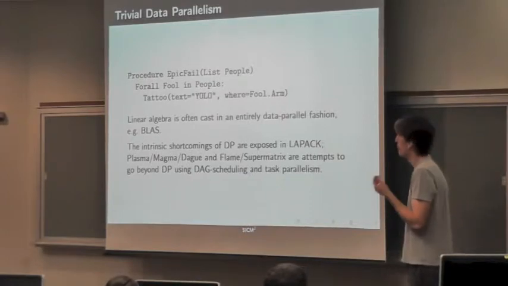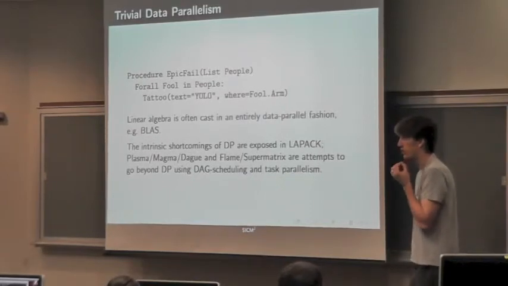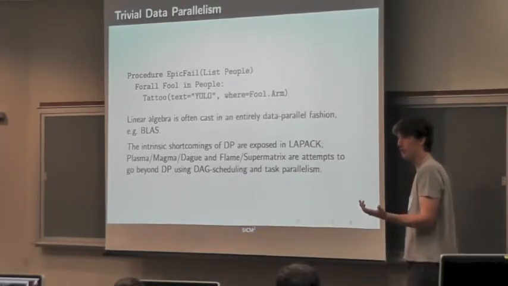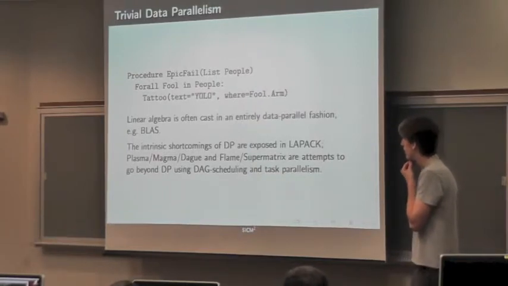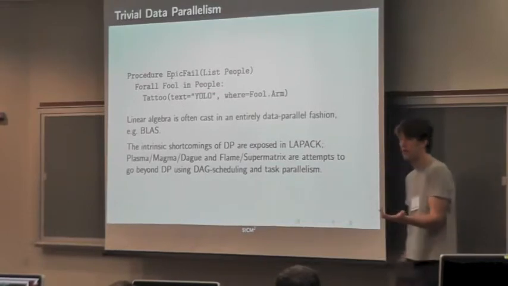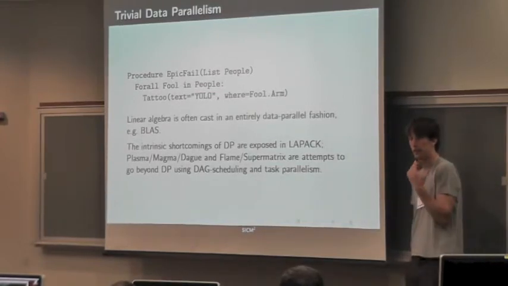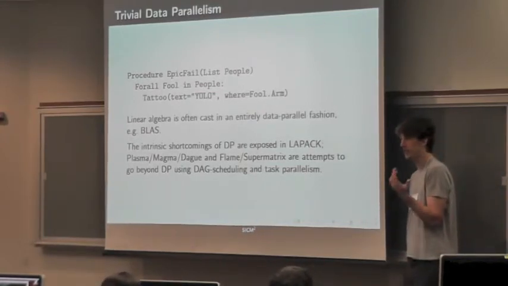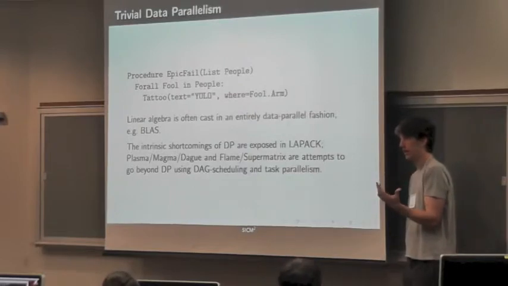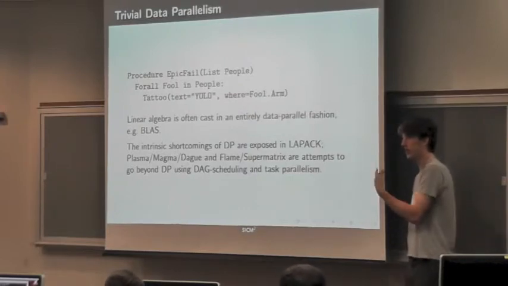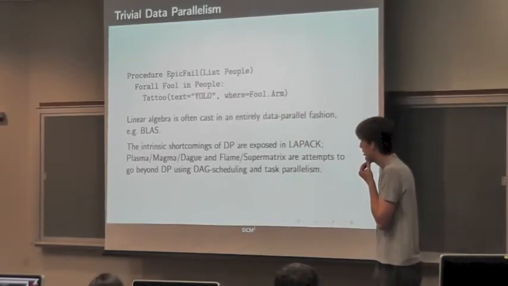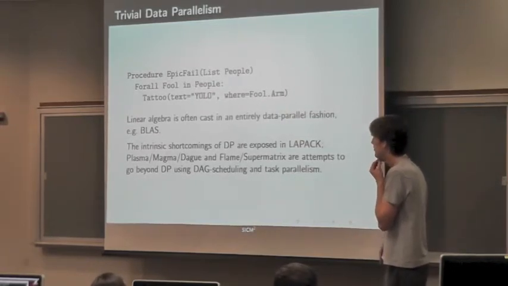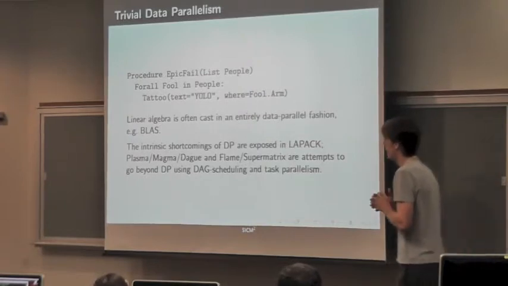A way for us to epic fail together is we could all go to a tattoo parlor, and all of us could get YOLO tattooed on our arm. Depending on which font you choose, it might take a different amount of time, but the fact is, we're all getting YOLO tattooed on our arm. That's data parallel. We're really uncoupled, so if there's infinite tattoo artists, it doesn't matter. That's basic data parallelism.